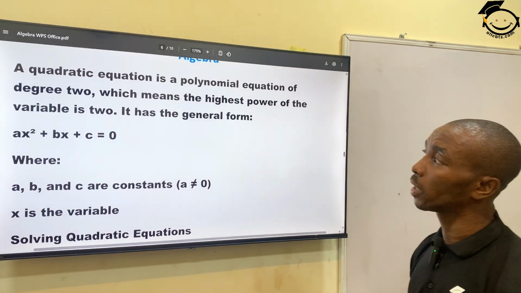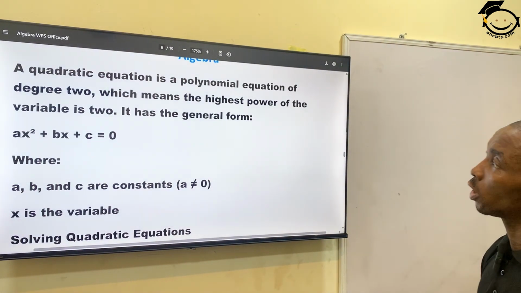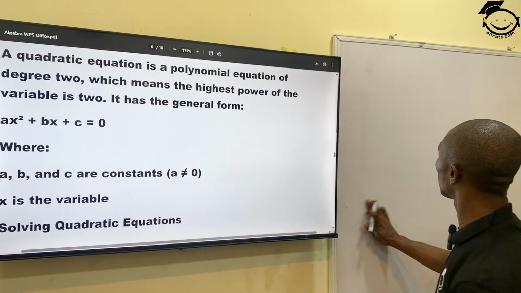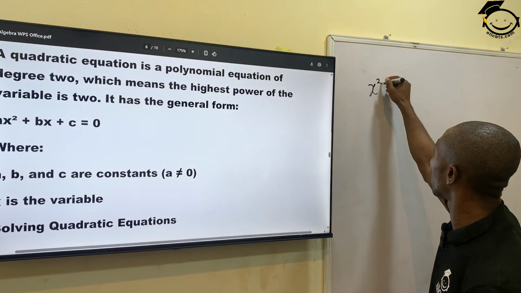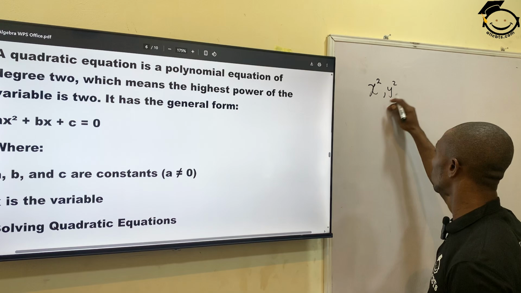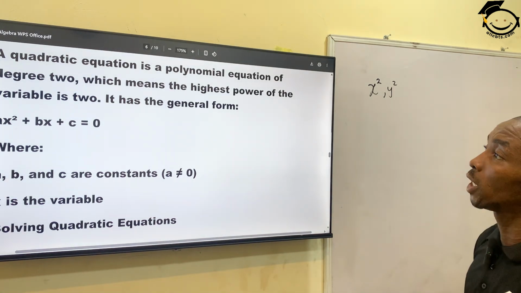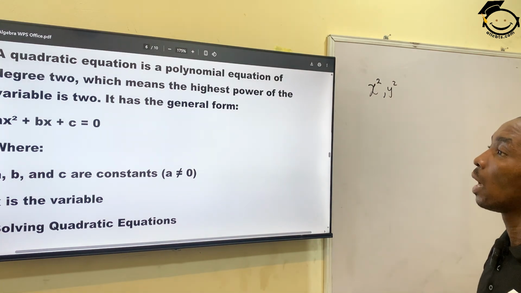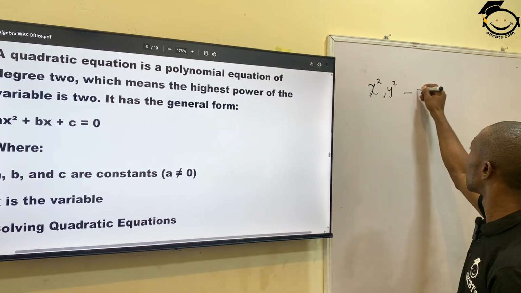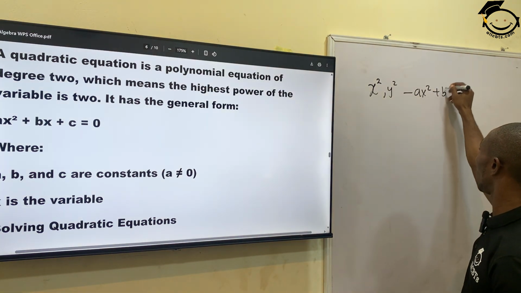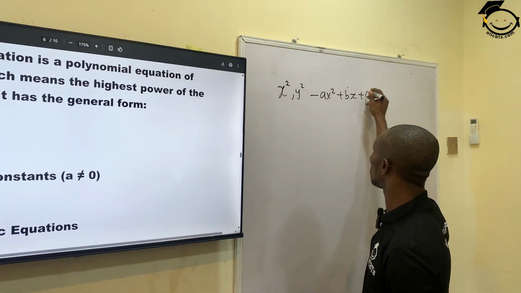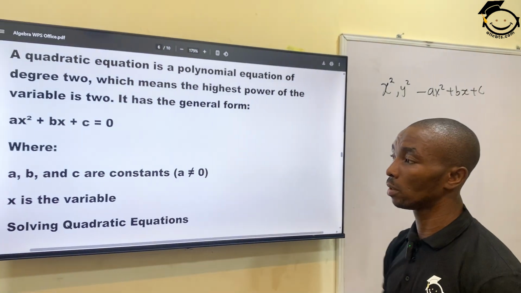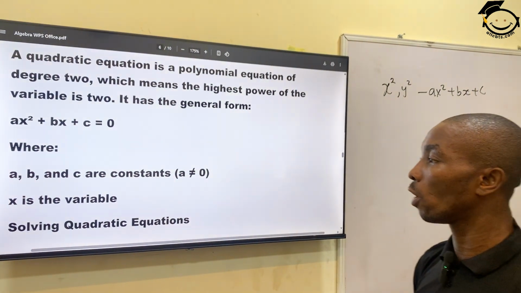All right, looking at quadratic equations. A quadratic equation is a polynomial equation of degree 2. When we talk about second degree, it means x raised to power 2 or y raised to power 2 or any alphabet raised to power 2, which means the highest power of that variable is 2. And it's in the general form ax squared plus bx plus c, where a, b, c are constants, and x is your variable.